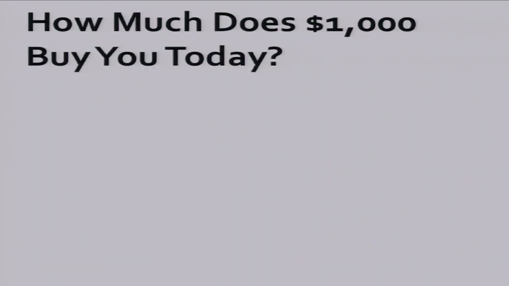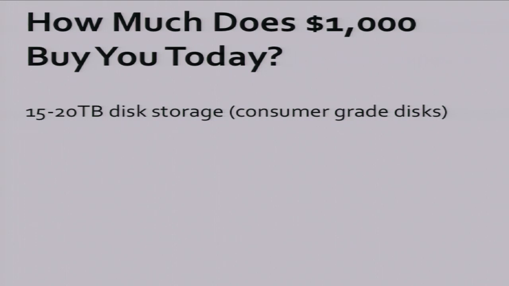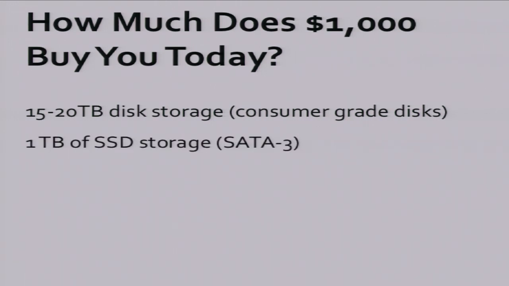So to put things in context, it's interesting to understand, if you have $1,000, how much you can buy when you look at all these storage options. What you can get with $1,000 today: you may be able to get between 15 and 20 terabytes of disk storage, assuming consumer-grade disks. Or you may be able to get 1 terabyte of SSD storage, assuming a SATA disk, or as much as 200 gigabytes of RAM.